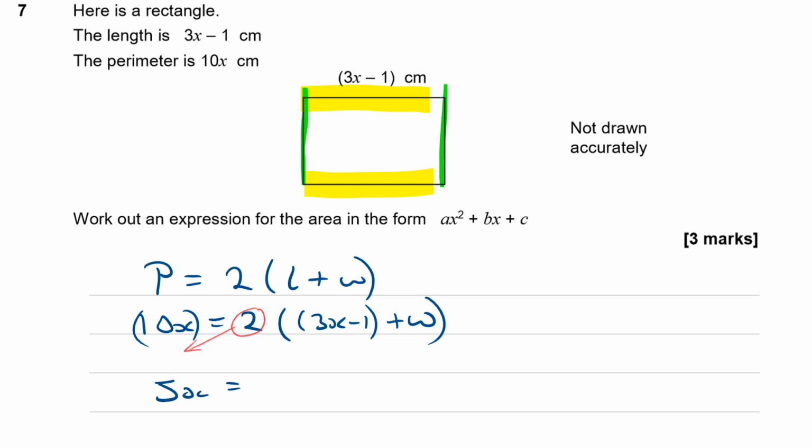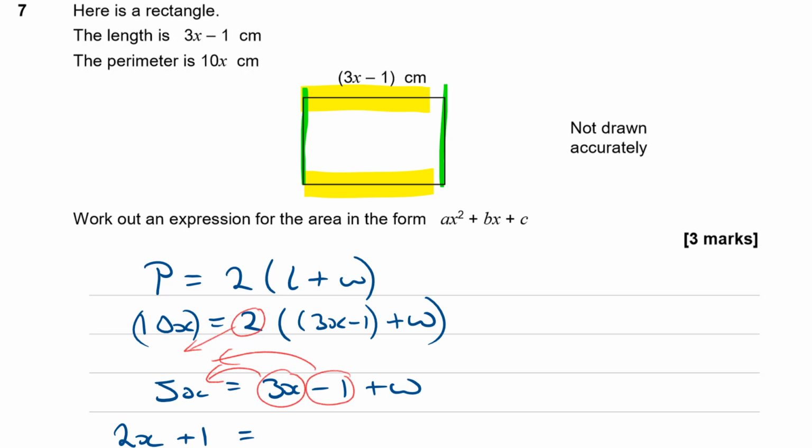10x divided by 2 is 5x, and that is going to be 3x minus 1 plus w. So then taking my 3x over to the other side, or subtracting 3x from both sides, and moving my negative 1 over to the other side, or thinking about it as adding a 1 to both sides, I'm going to get 5x take away 3x, which is 2x, and that negative 1, when it comes over to the other side, is going to become plus 1.